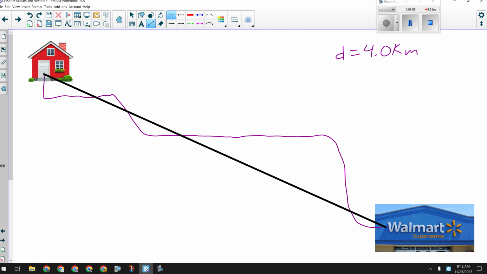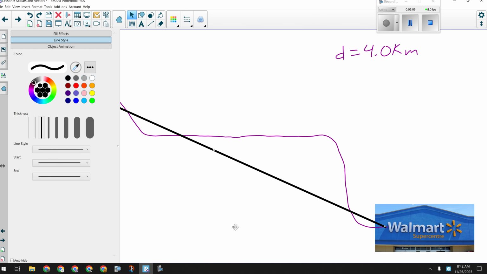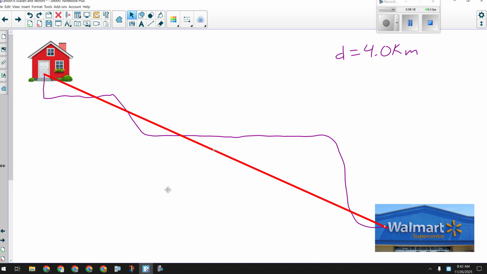Actually, let's make it an arrow and let's make it red. Okay, so that arrow there represents my displacement.